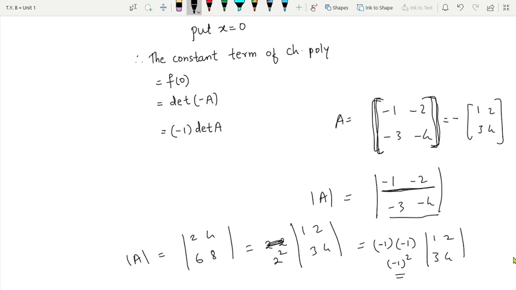So this minus 1 will not be present only once. It will be present n times, right? Minus 1 multiplied by minus 1 multiplied by and so on n times, because the order of A is n in this case. So it will be minus 1 raised to n if we take that minus 1 out. And that is what we wanted to prove, I guess. Therefore the constant term of the characteristic polynomial is minus 1 raised to n determinant of A.